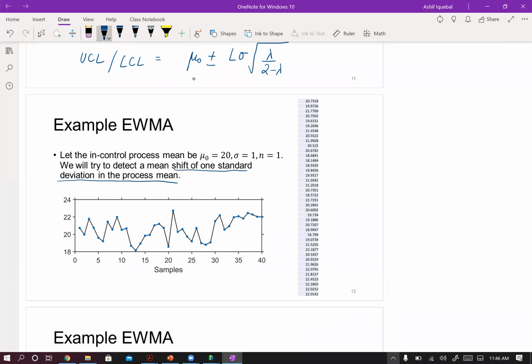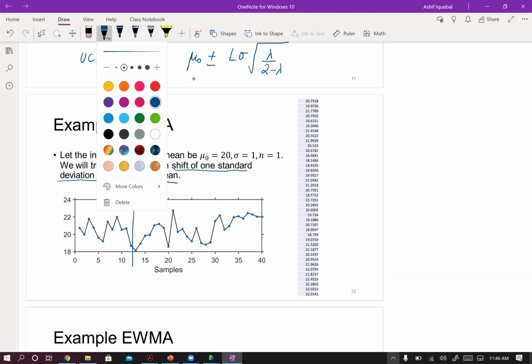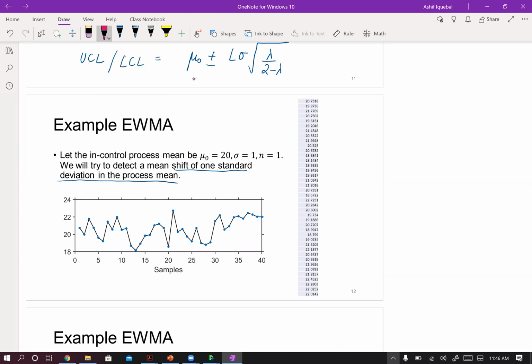Let's play the guessing game today again. Can anyone guess where the mean shift is happening? And then we'll check. Around 12, Professor. 12? Before that, right after 10. Okay. Any other guesses? Around 30. Any other? Then at 20, maybe. Okay. Any other? I think we can keep guessing here, but good. One of these is for sure correct.